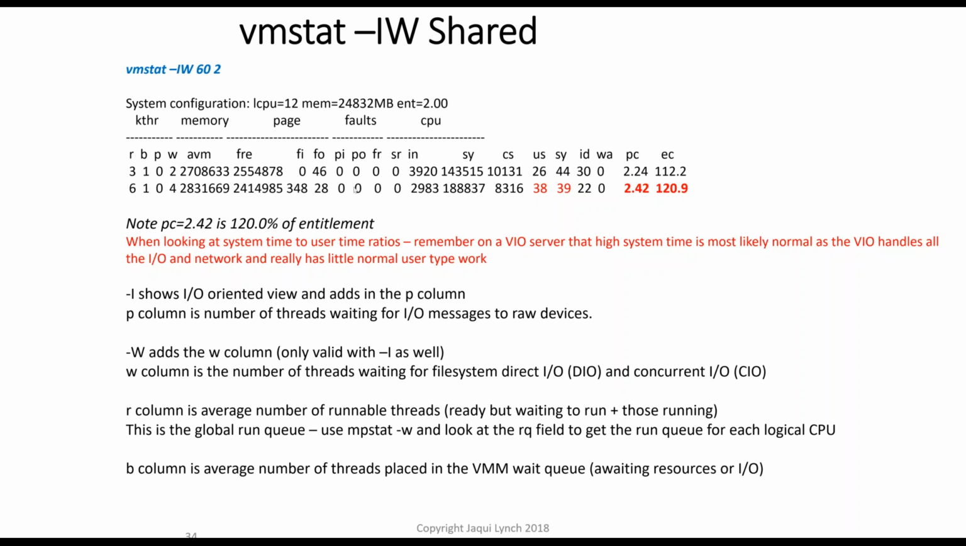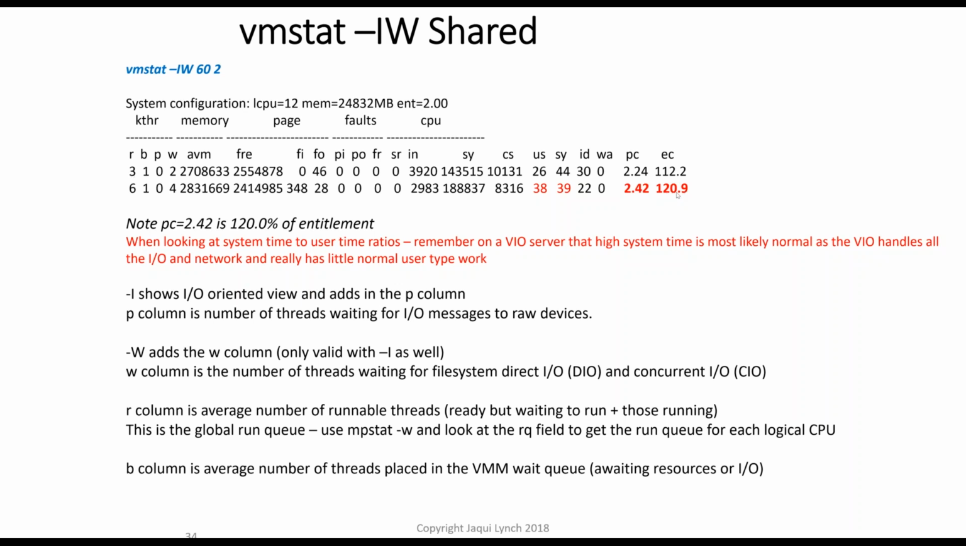It also adds the page ins and page outs, which is real paging, where you want to see 0 and 0. Remember, with any stat command, you throw away the first one because that's since boot, and the second one is the interval. The only time I wouldn't throw away the first one is if I'd rebooted within the last day.